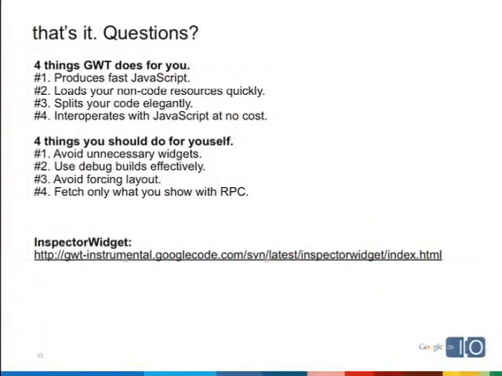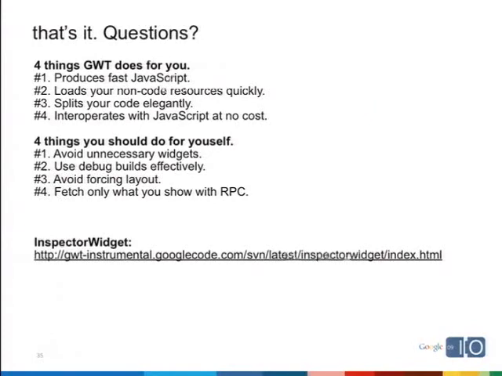I'm going to take questions after this, but first to remind you, the 4 things GWT does for you: produces fast JavaScript code, loads your non-code resources quickly, splits your code elegantly with the new code splitter, and interoperates with JavaScript at no cost. By the way, to plug another talk, Ray Cromwell has a really nice talk about a library he's been working on, GQuery, that makes really bizarre and cool use of the overlay types that I mentioned earlier.